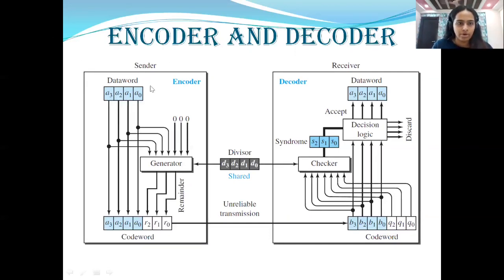You take the data word here, which is given, for example, as a 4-bit data word, and then at the encoder, you pass it into a generator. What a generator does is, if the data word here is 4 bits, right, you add 4 minus 1, that is 3 zeros, to the right of the code. So it becomes A3, A2, A1, A0, and 3 zeros are added to it.